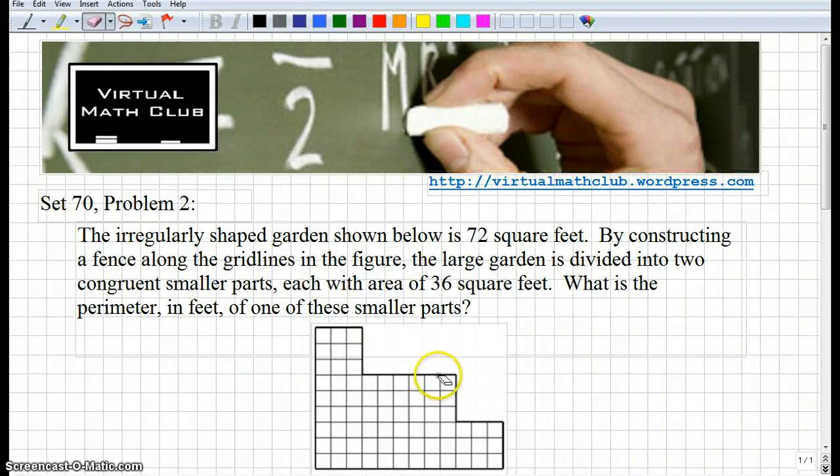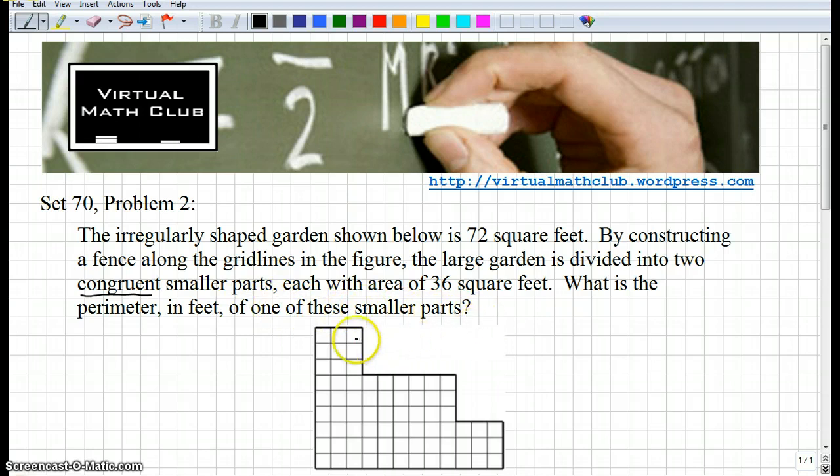All right, we've got this garden, and we're told that the area is 72 square feet. By constructing a fence along the grid lines in the figure, the large garden is divided into two congruent smaller parts. Okay, congruent's an important word there. Each of them has an area of 36 square feet, and we're asked to find the perimeter in feet of one of these smaller parts.